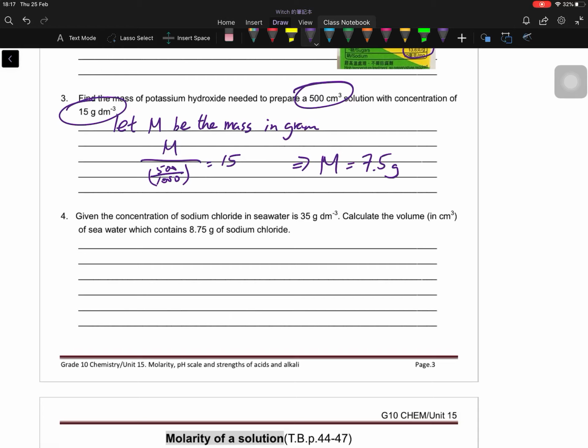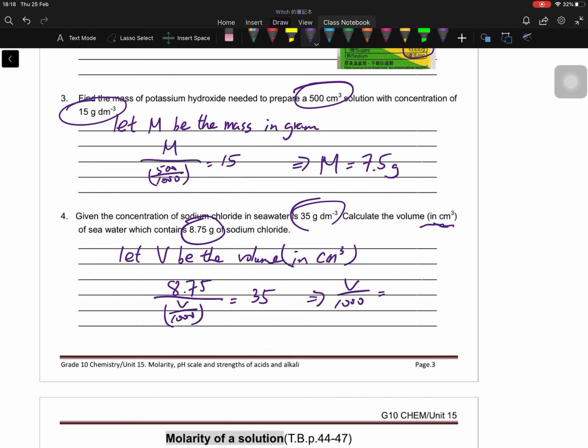Finally, question 4. Again we have this concentration, but this time we need to find the volume to get 8.75 gram of sodium chloride. So let V be the volume in cm cube, which is requested by the question. Make sure you won't get the wrong unit. So 8.75 over V over 1000 equals 35 gram per dm cube. So V over 1000 equals 8.75 over 35, which is 0.25. So at the end, V equals 250 cm cube.